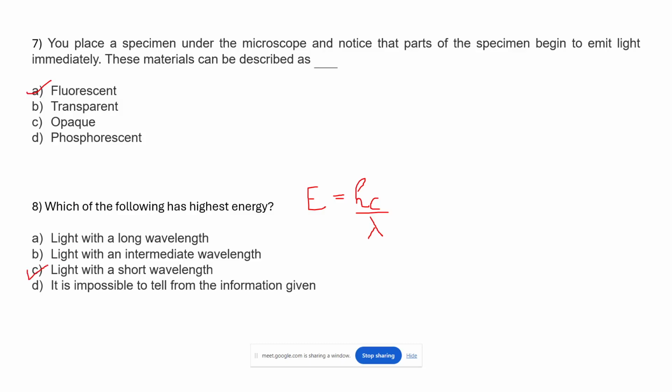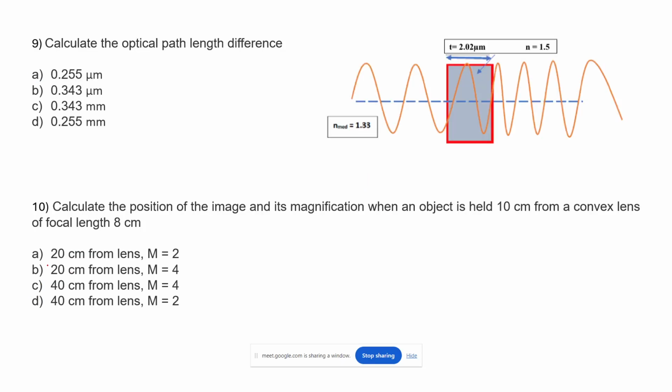Any doubts till now? Everything is clear to everyone? Okay.